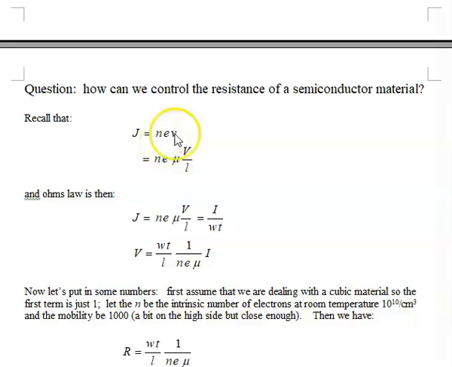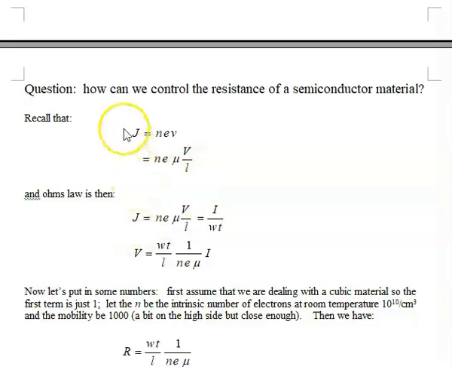multiplied by the velocity, not the acceleration, because we are ohmic, we are not Newtonian. And you recall, I hope, that the velocity of the charges is equal to the mobility multiplied by the electric force, and the electric force is equal to the voltage divided by the length of the sample.